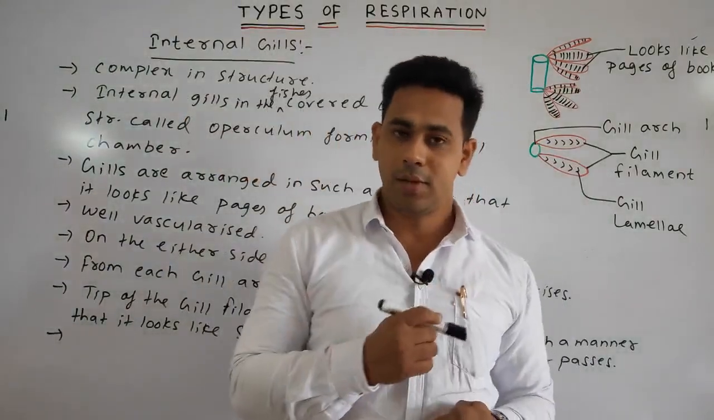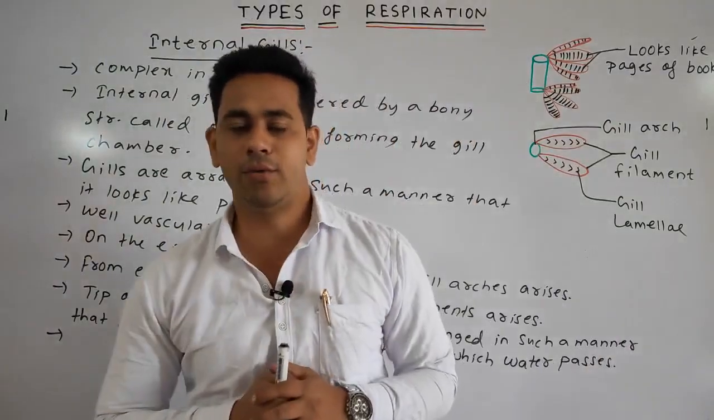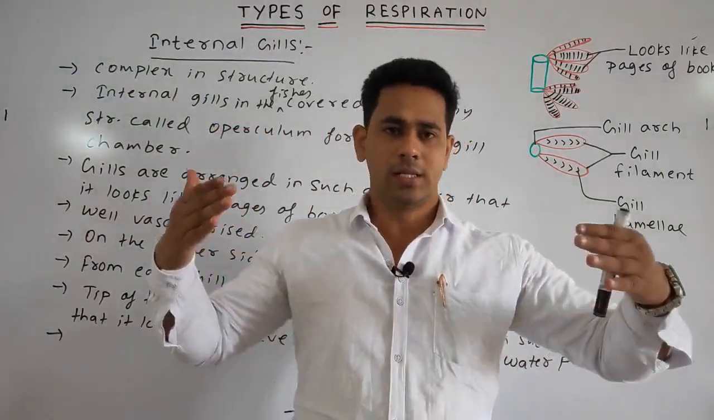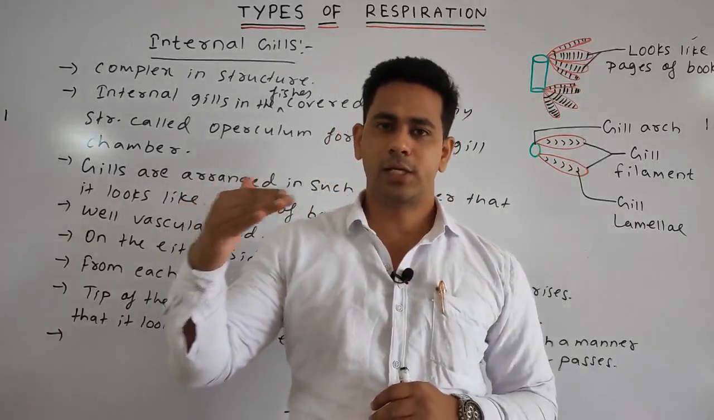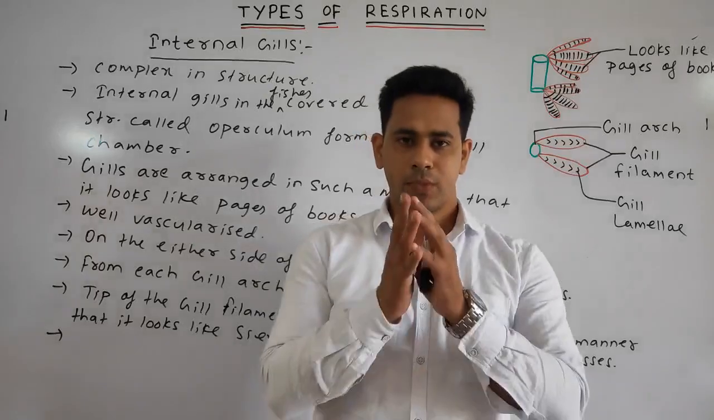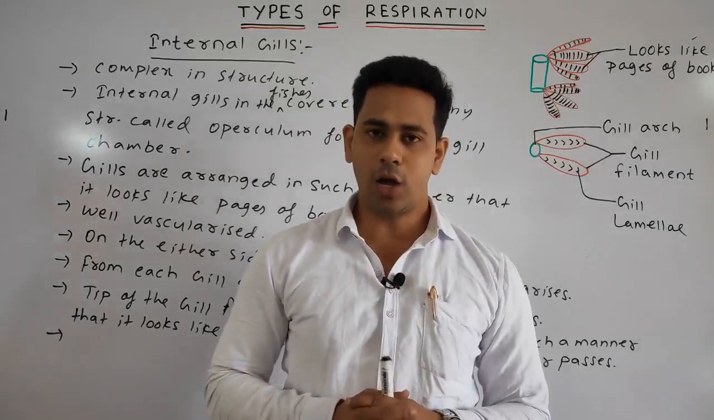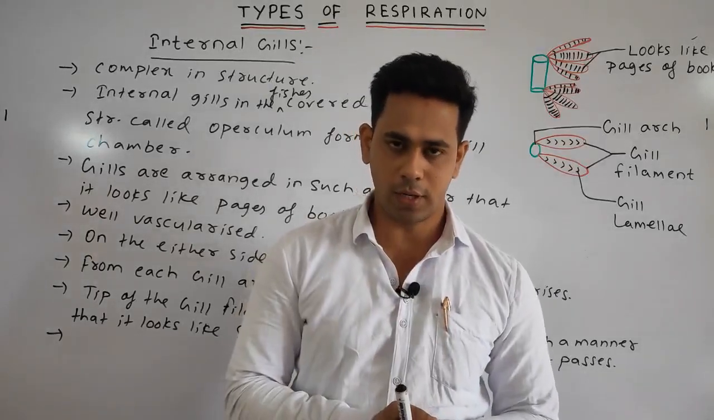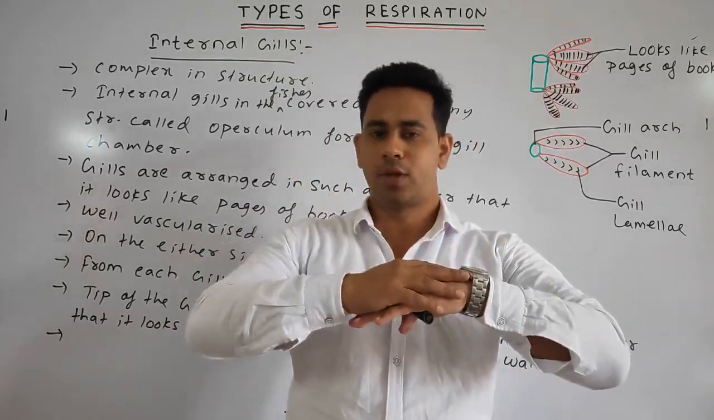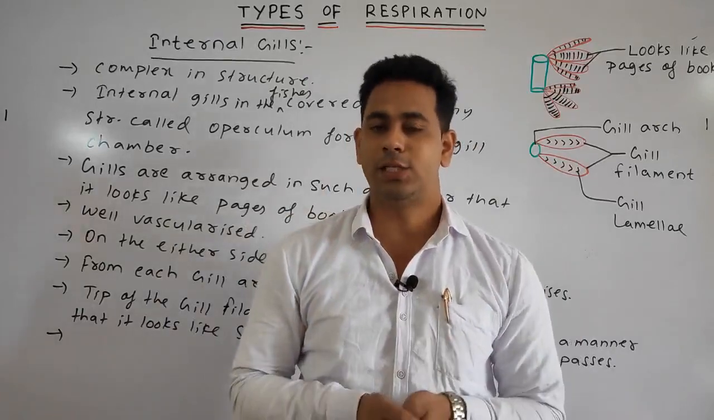Okay. Now we have seen two things. Water is passing, and it is highly well vascularized, means high blood supply is present. Obviously, there are two directions. Means in one direction blood is flowing and in another direction the water is flowing. Always remember, the direction of the flow of water and the direction of the flow of blood are opposite in direction, which makes it easy for the gaseous exchange.